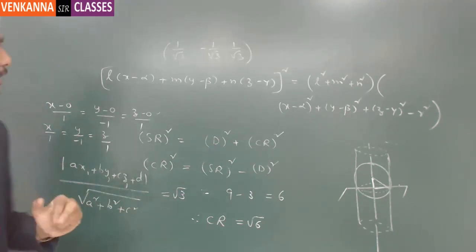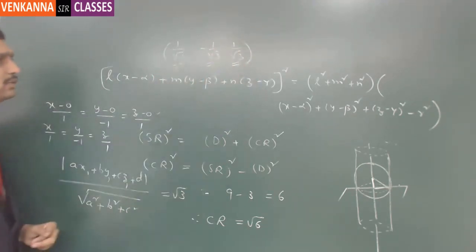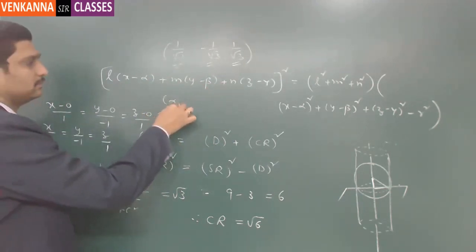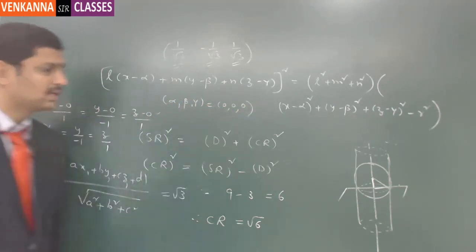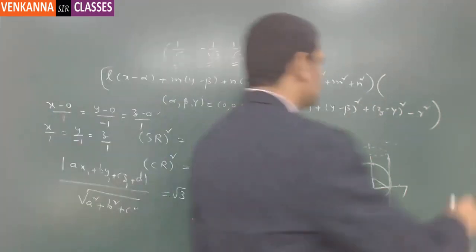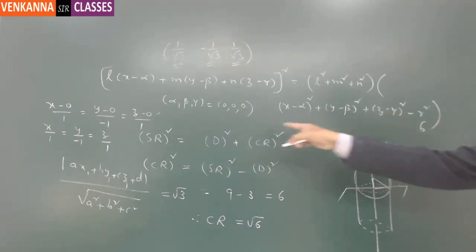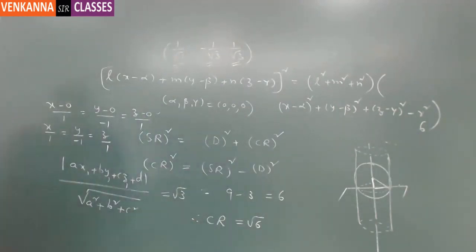Right. Now here, the L, M, N values are nothing but 1 by root 3, minus 1 by root 3, 1 by root 3. Alpha, beta, gamma are nothing but 0, 0, 0. And R square value is nothing but 6. Now you can substitute the values here and you can compute the cylinder equation. It is just expanding the formula value. However, we will take one more step there.